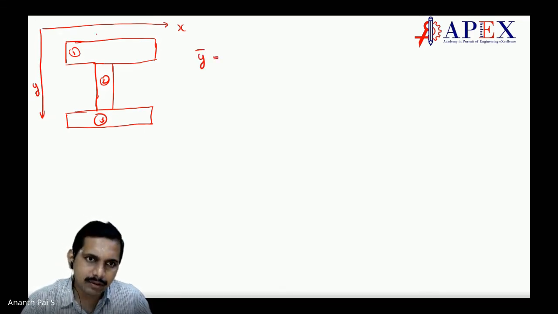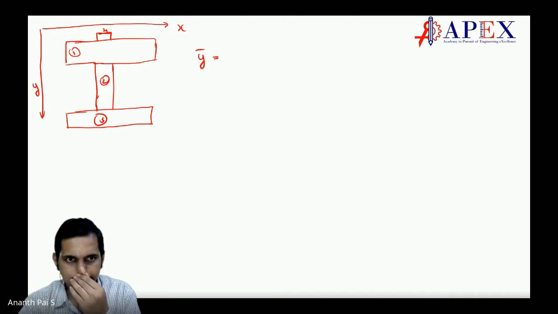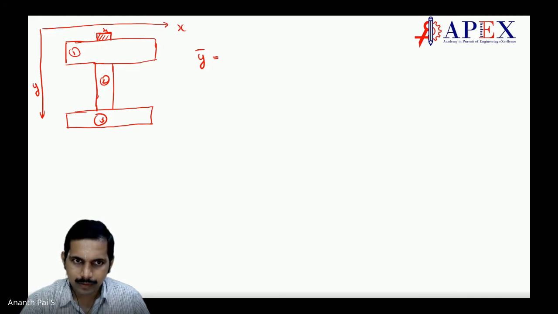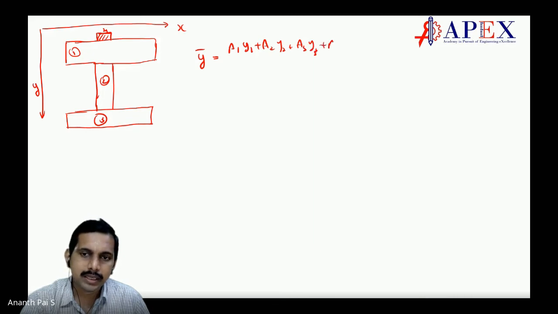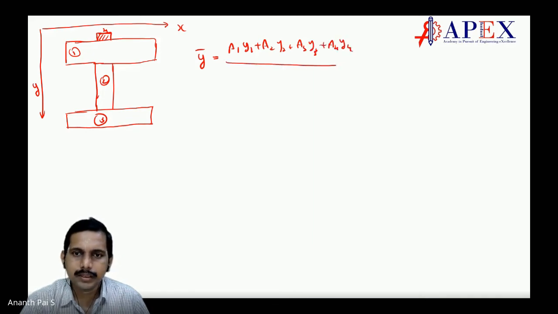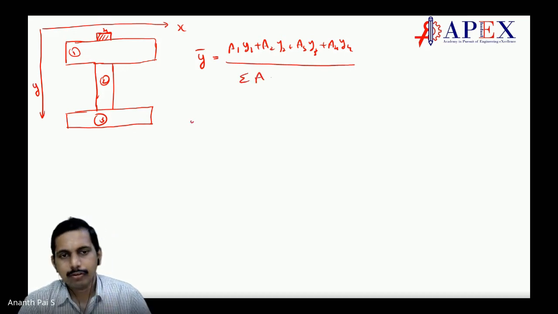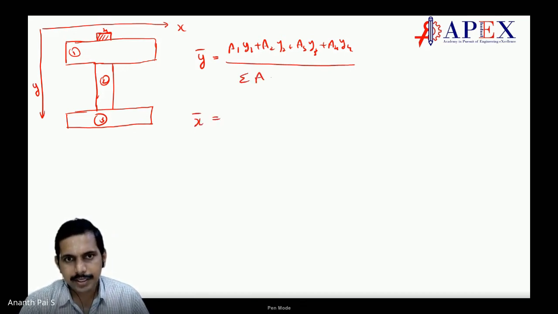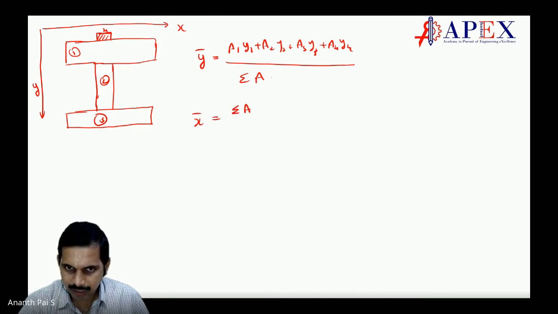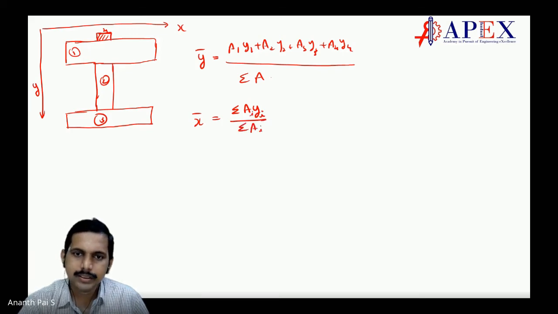Now I'll take another one here. I will take 4. Just like that, 4 I've taken. So what is happening? y bar is equal to a1 y1 plus a2 y2 plus a3 y3 plus a4 y4, divided by sigma a. Now what is x bar? x bar is equal to sigma of a i x i divided by sigma of a i. This is how we do it, is it not?